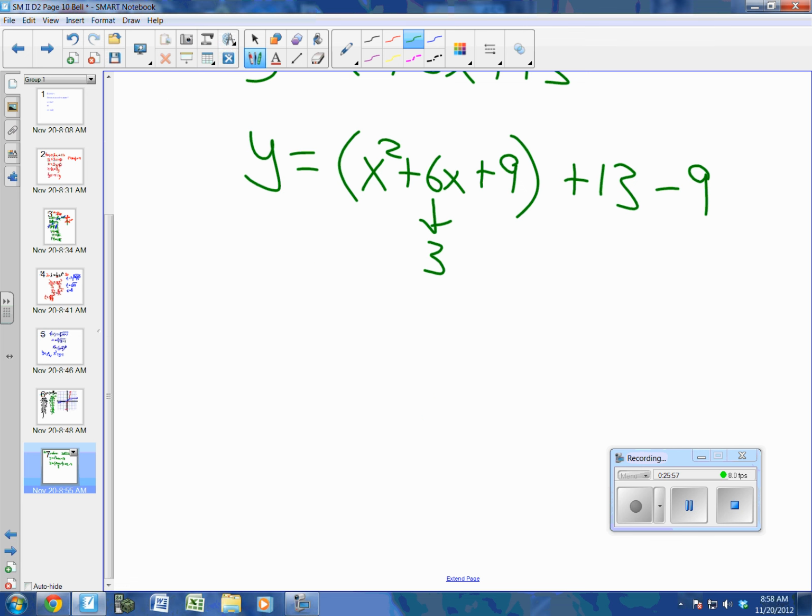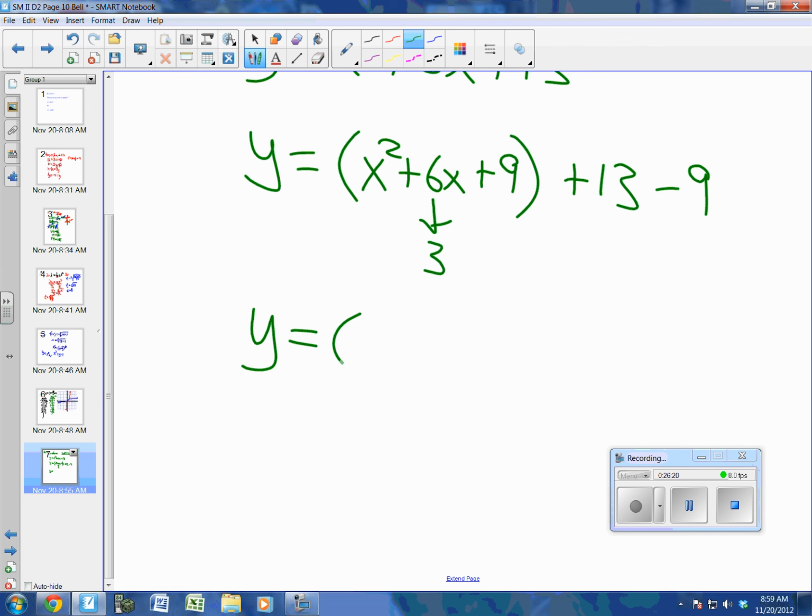Okay, now I have enough information. I have this perfect square trinomial. I can factor it. What two numbers can I times together and get 9, and add together and get 6? 3 times 3 is 9, 3 plus 3 is 6, right? It's always going to be a perfect square. In fact, the number is always going to be whatever half of 6 was, okay?